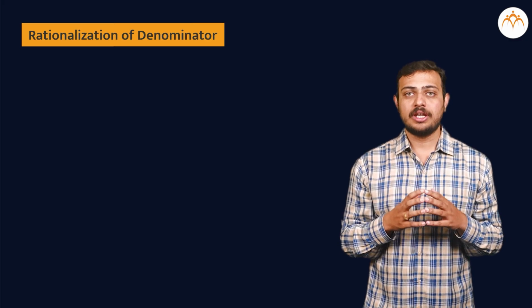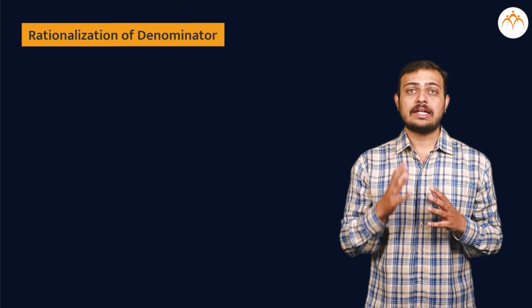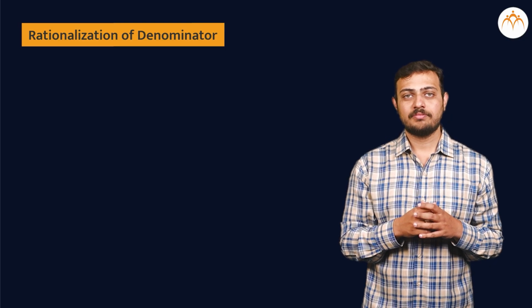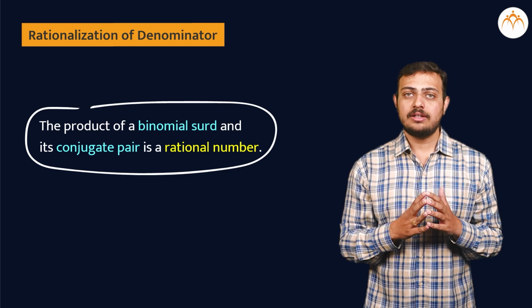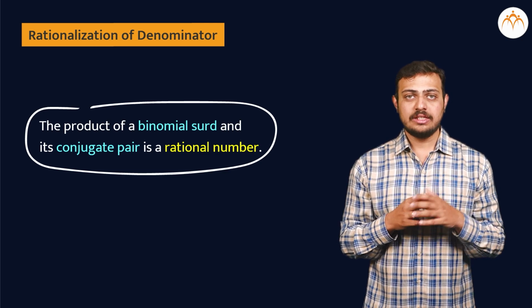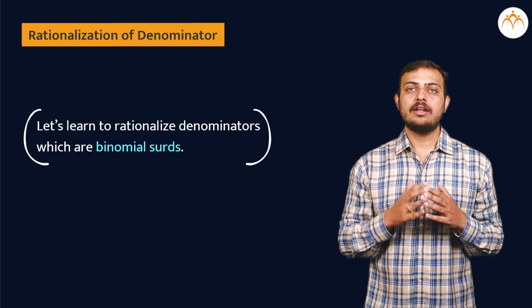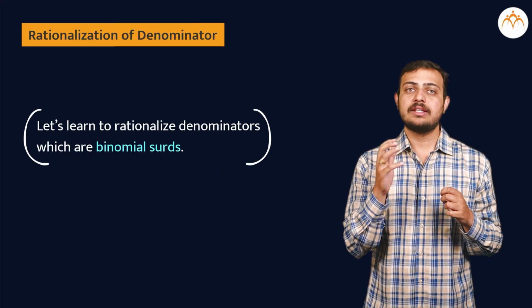Rationalization of denominator when it is a binomial surd. We have learned that the product of a binomial surd and its conjugate pair is a rational number. Using this property, let's learn to rationalize denominators which are binomial surds.